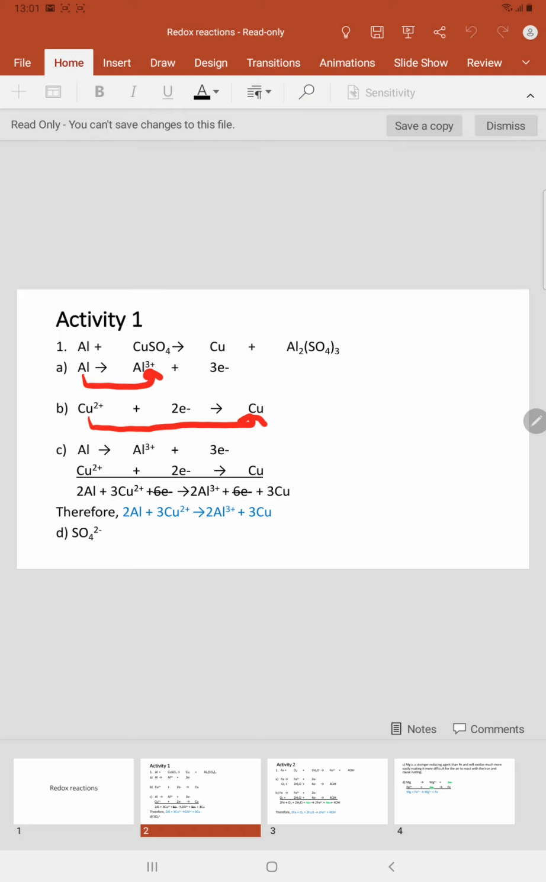When something is going through reduction, there's a gain of electrons. When something is going through oxidation, there is a loss of electrons. Therefore, our reducing agent is Al and our oxidizing agent is Cu2+.